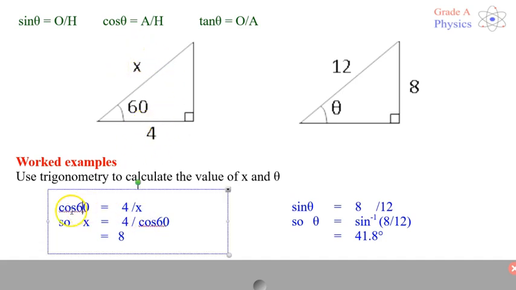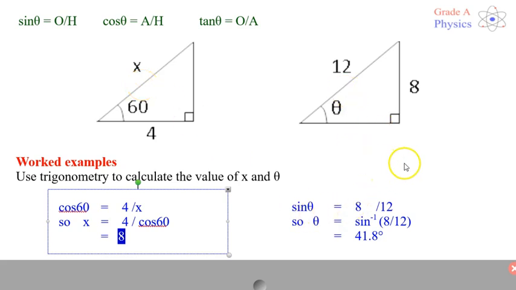Now be careful here. A common mistake is for students to rearrange this as x equals 4 multiplied by cos 60. That will give you a number smaller than 4, which must be incorrect. So we're actually swapping over the x and the cos 60. So x is equal to 4 divided by cos 60. Cos 60 is less than 1, so we get an answer greater than 4, which makes sense because the hypotenuse must be the largest of the three.